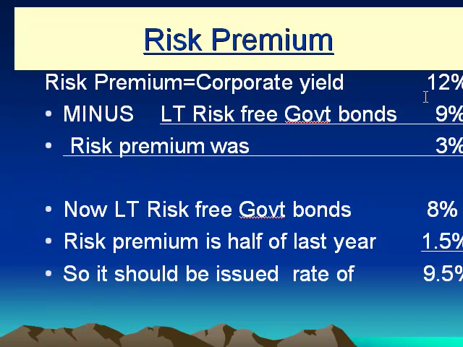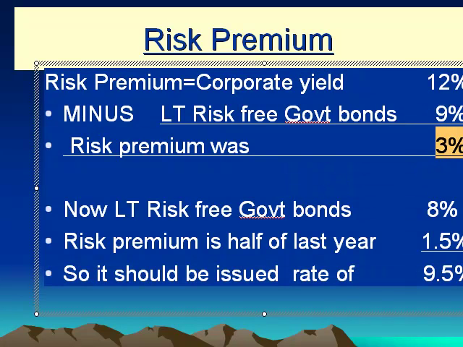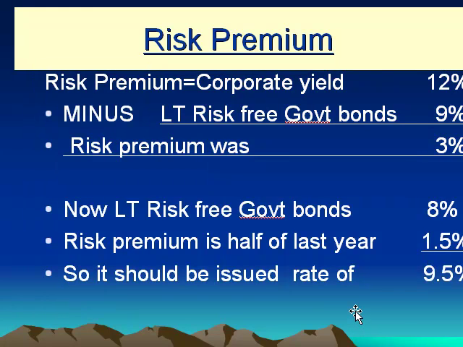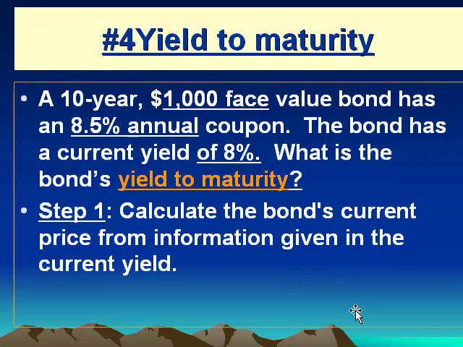We know it was 12%. The corporations were giving us 12%, compensating us for taking on additional risk of 3%. Today the government bonds are selling at 8% and the risk premium is half of the 3%. So 8 plus 1.5 is 9.5, and you would want to issue the bonds at 9.5%. That is similar to one of your problems on the quiz.